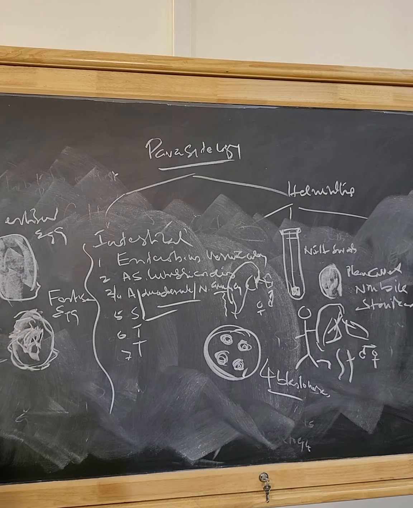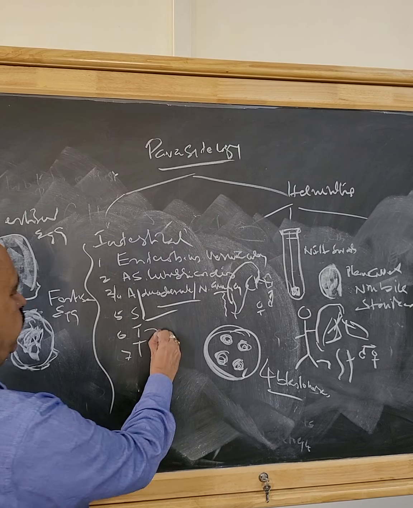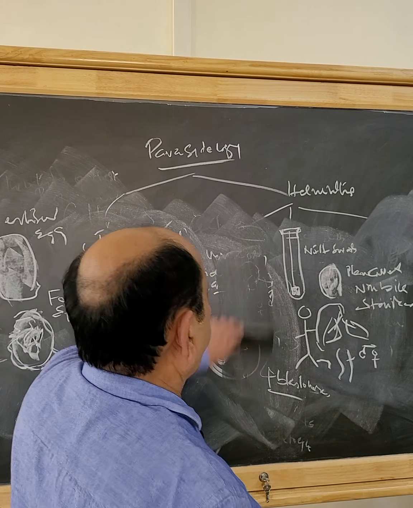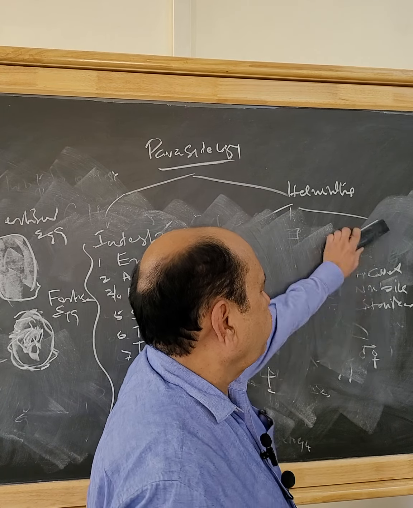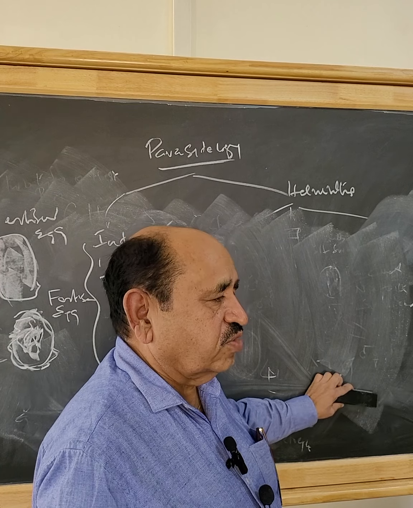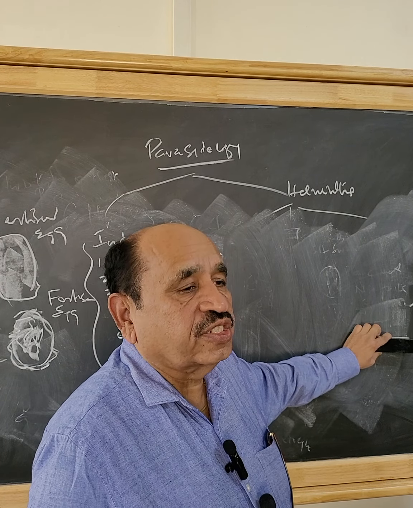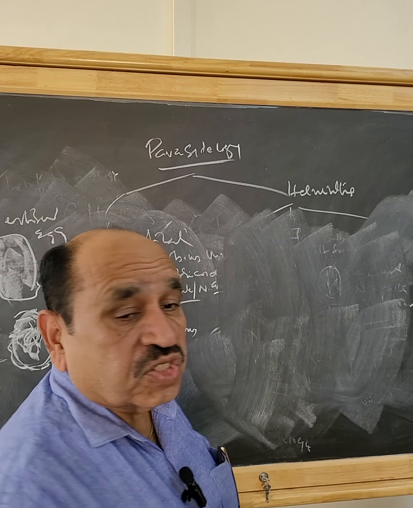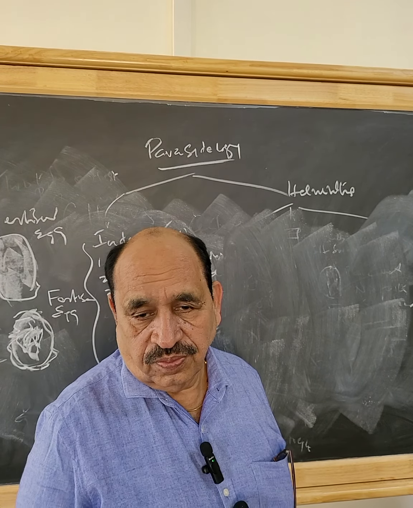Next is Trichuris trichiura. It is called whipworm.